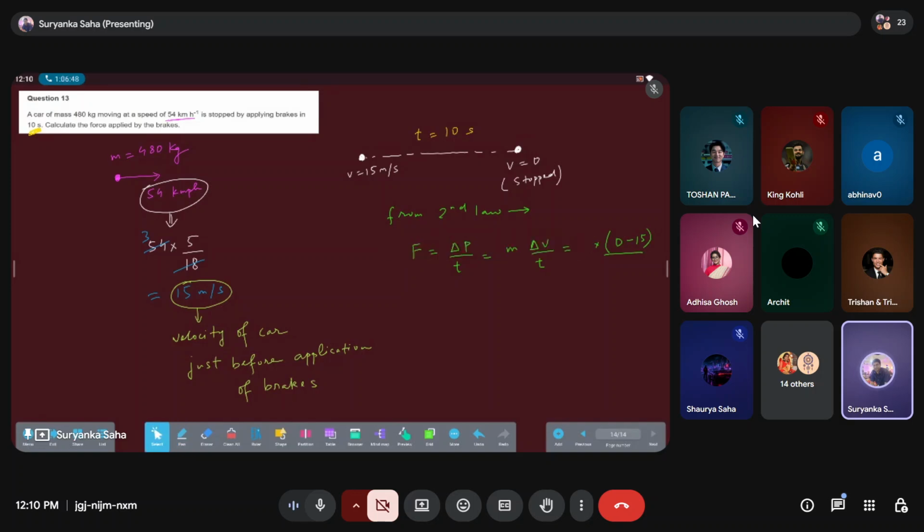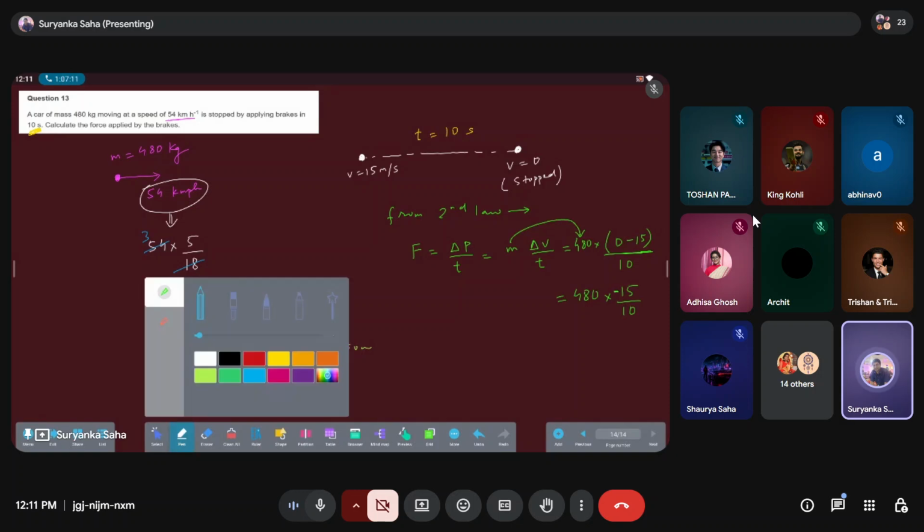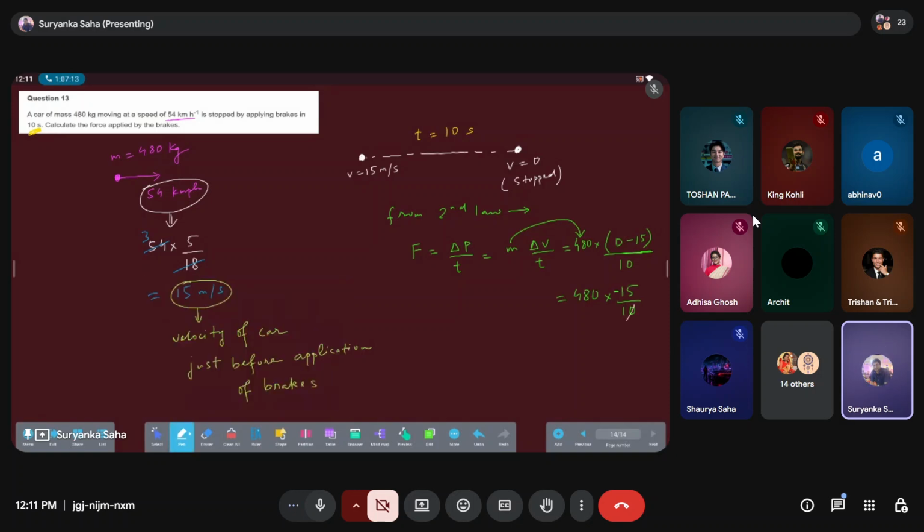10 seconds. So let me write 10 seconds. Mass also 480. Okay, this is the value of mass, and time is 10 seconds. So it is 480 into minus 15 by 10. So 0 will get cancelled out. If you multiply the value, 15 into 48, big value, calculate. See how much comes, do the calculation. 15 into 48, how much?